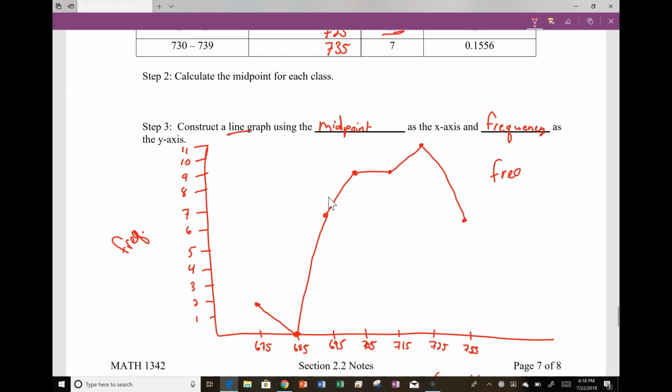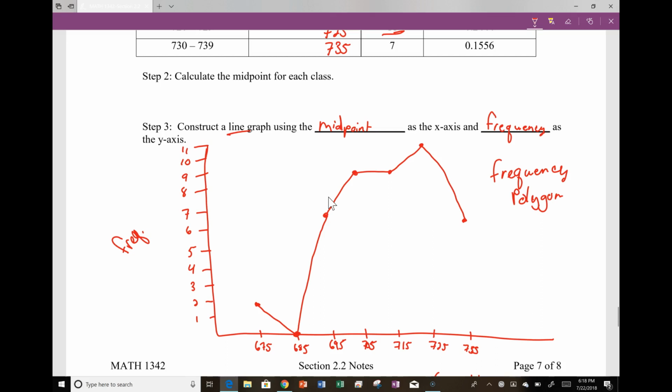This is what we call a frequency polygon because it has different sides. Remember that a polygon is a figure with different types of sides. It could be a square, it could be a triangle. Those are special types of polygons. It just means multiple sides. Well, I have multiple sides here, and it changes a little bit of direction at each intersection. That's why it's called a polygon.